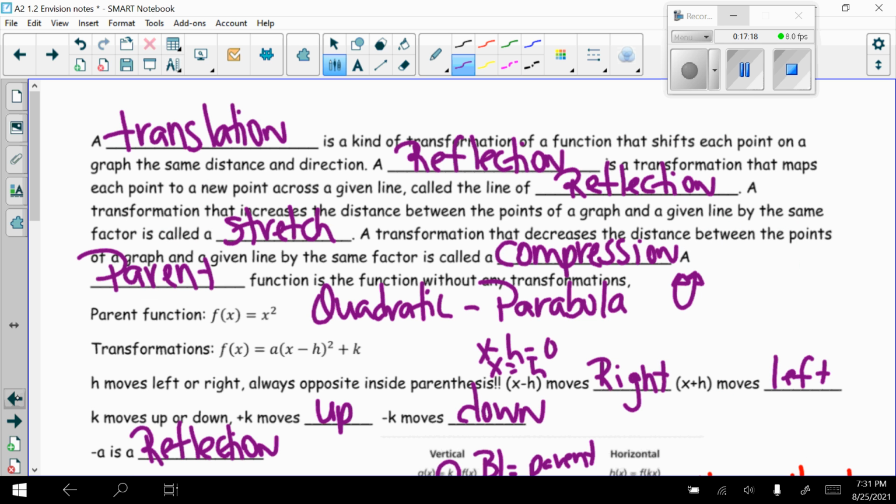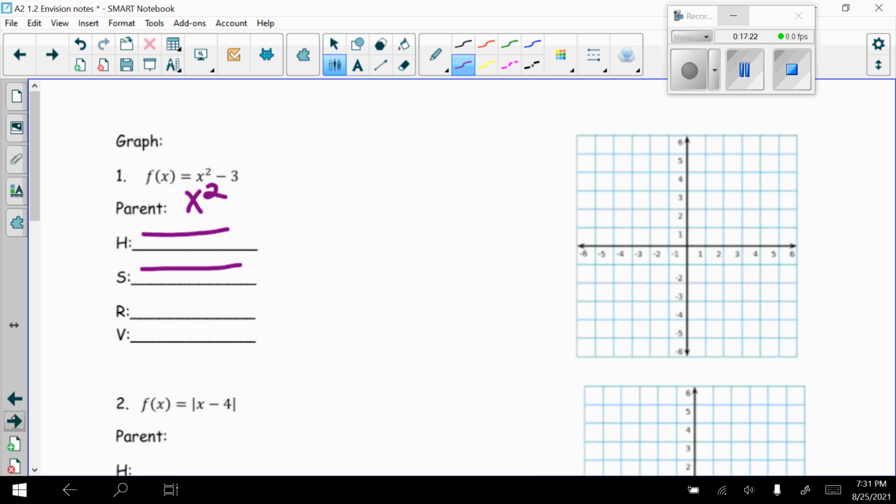Let me make sure that we didn't skip that over here. Nope, we didn't. We have that right here. Negative A is our reflection. So I have none. V, that's a vertical shift, up or down. That was, do I have something added or subtracted to the entire thing? Here I have a minus 3, so that means this goes down 3. So I've identified my HSRV.